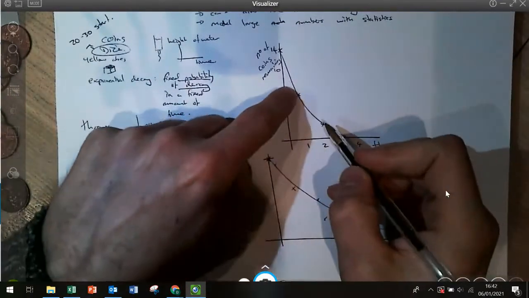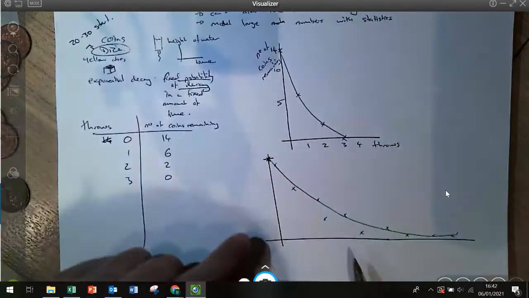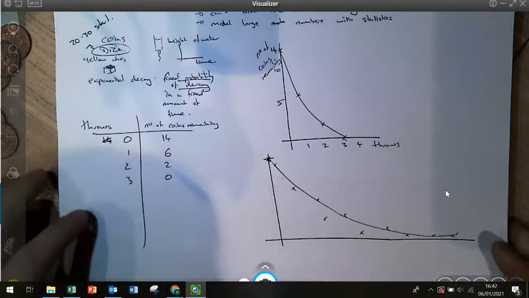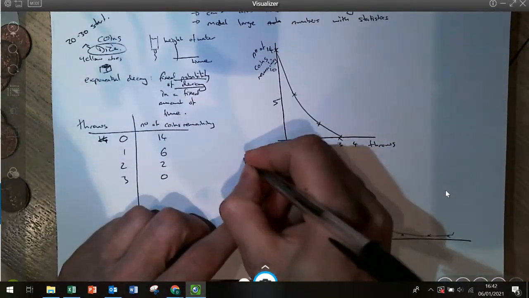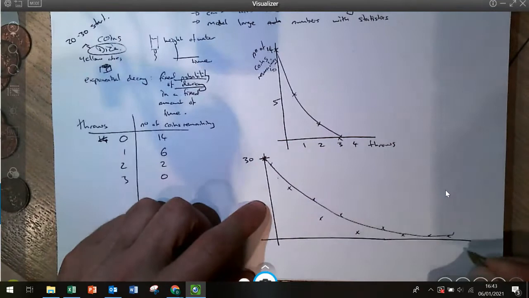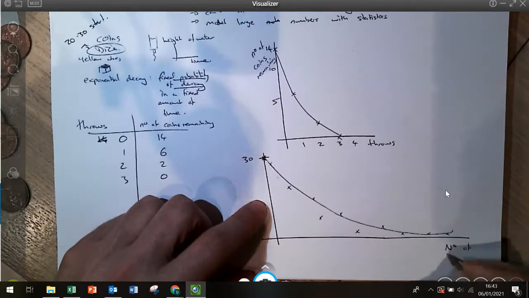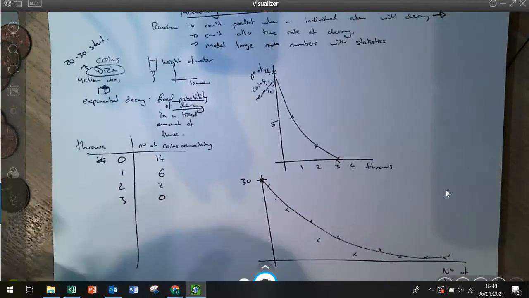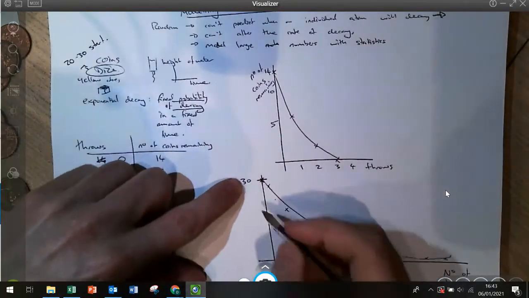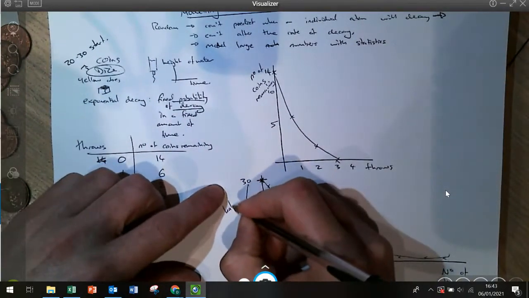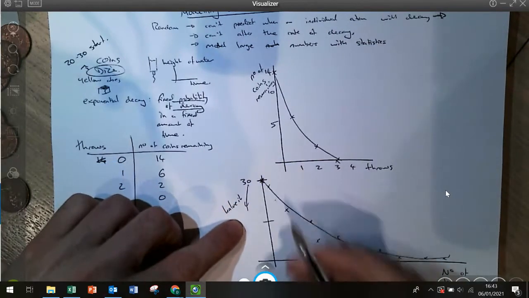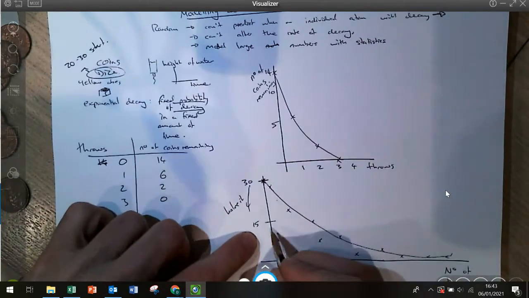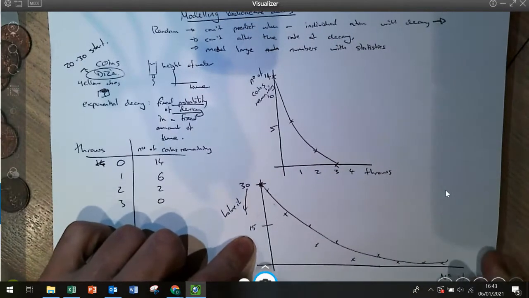We're not going to use this one because I just didn't have enough coins, but with dice you will get something like this. So what we can then do is work out the half-life of our dice. Whatever our initial number is, we're going to halve it, and we're going to look on the x-axis at what this corresponds to.